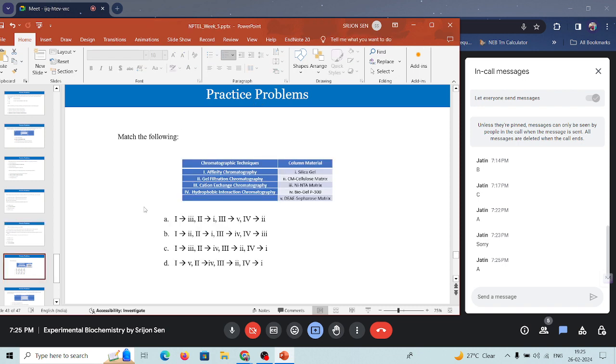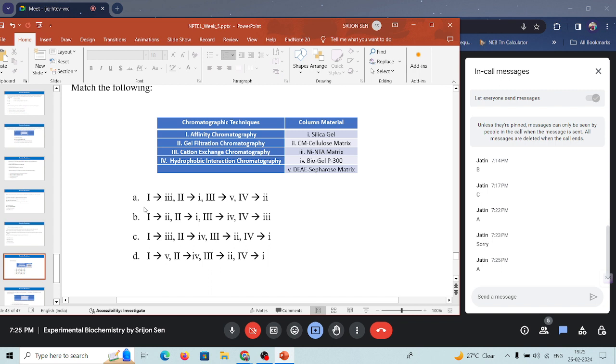The next one. This is a match the following. So affinity chromatography, gel filtration chromatography, cation exchange chromatography, hydrophobic interaction chromatography. And on the column material, you have silica gel, CM cellulose matrix, nickel-NTA matrix, Biogel P300, and DEAE Sepharose matrix.